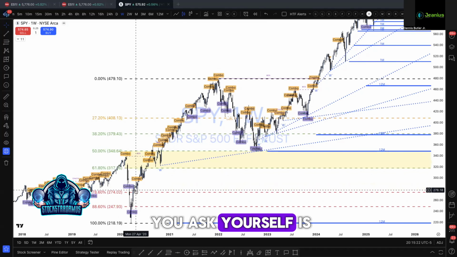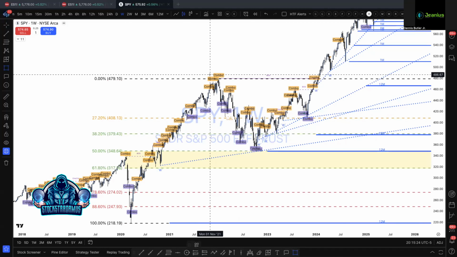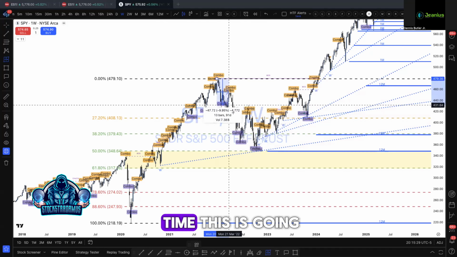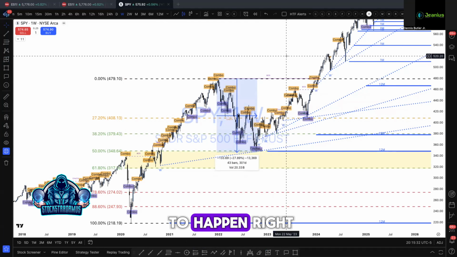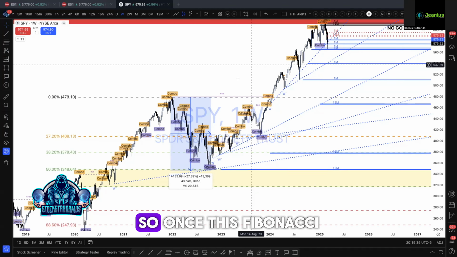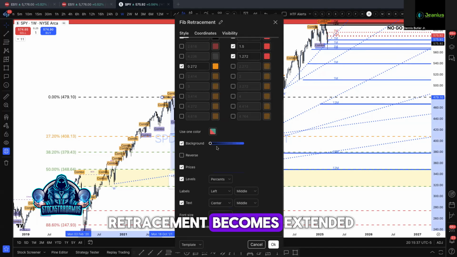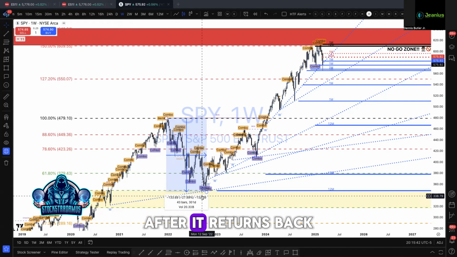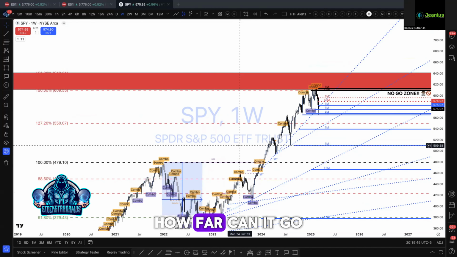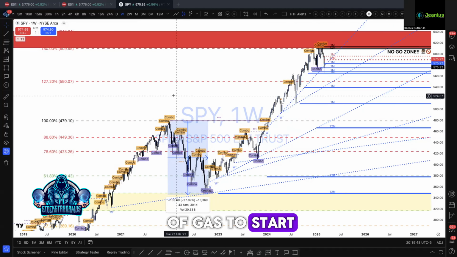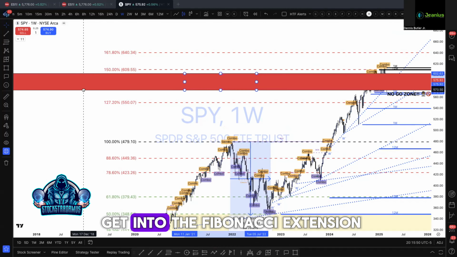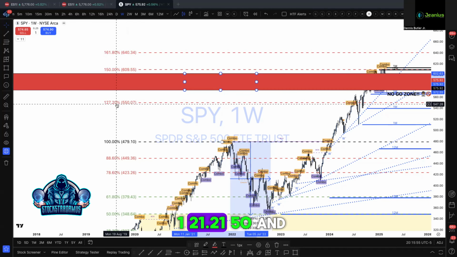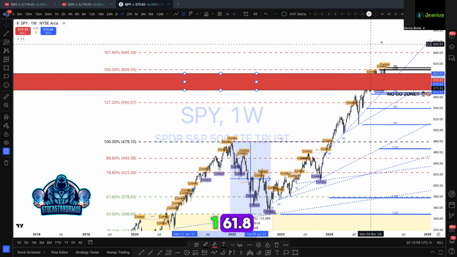So the question that you ask yourself is, when is the next time this is going to happen, right? That's what you want to ask yourself. So once this Fibonacci retracement becomes extended, now we ask ourselves, after it returns back to the 100% mark, how far can it go before it runs out of gas to start moving back down again? That's when you get into the Fibonacci extension going into the red zones, which is 121.7, 121.2, 150, and 161.8.